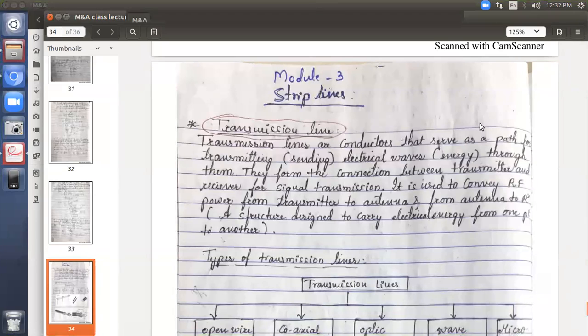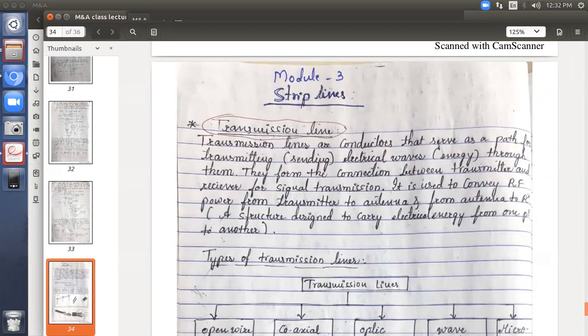Good afternoon, all. In the previous sessions, we have completed half of module 3. We have seen the antennas, basic antenna parameters, some of the problems, and some of the concepts. The other half of the module, let's start. It starts with the strip lines.